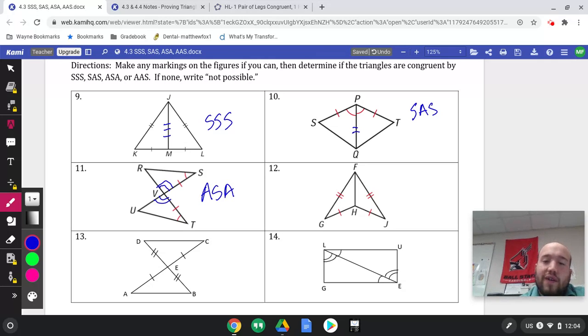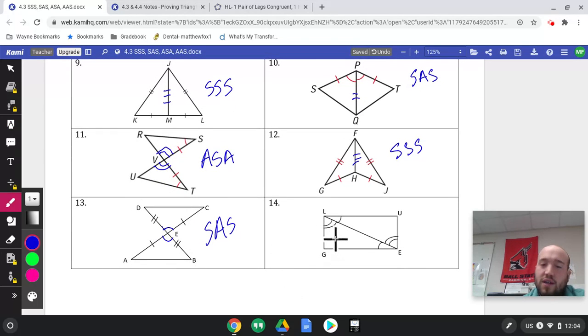On number 12, I can mark FH because it is a reflexive property. It's part of both triangles. So that's SSS for us. Number 13, once again, we've got vertical angles here. And now we have SAS. And our final one, number 14, I have an angle. This middle side is part of both, so reflexive property. That would be ASA.